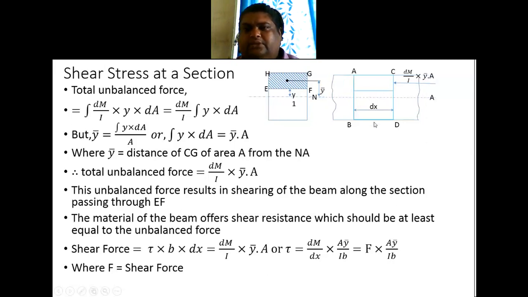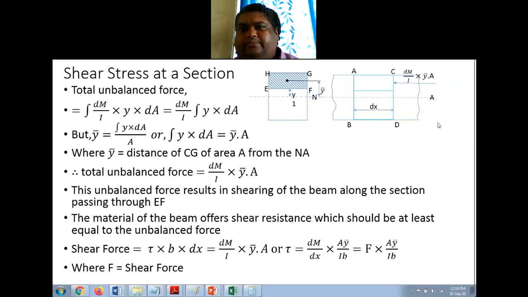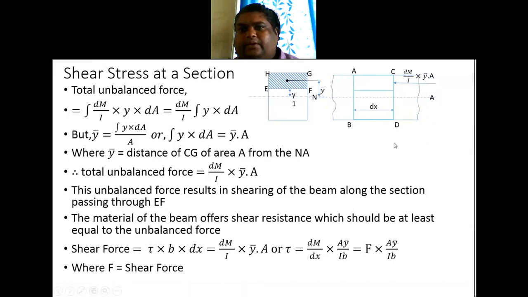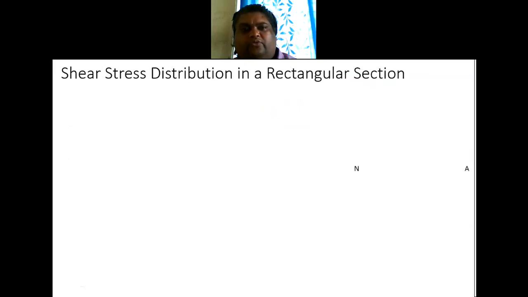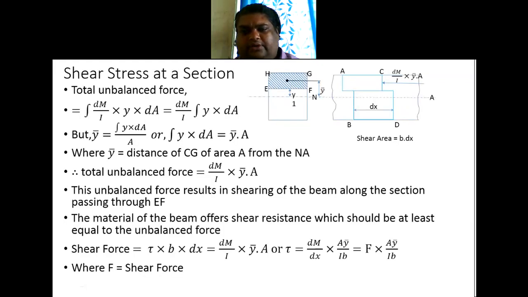You just see this. I'll do it again. See, because of this force, the section EFGH, along this plane, the EF plane, the beam will get sheared if the shear resistance is not strong enough, right? So this particular equation, tau is equal to F into A y bar by Ib, is what we'll be using for our calculations.